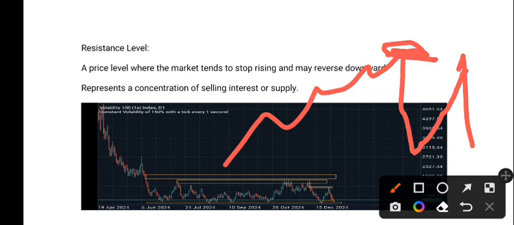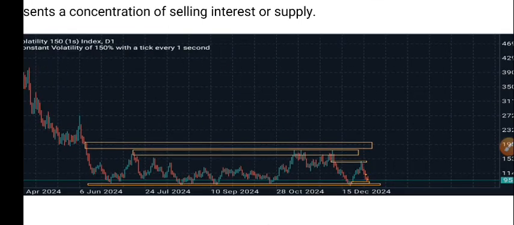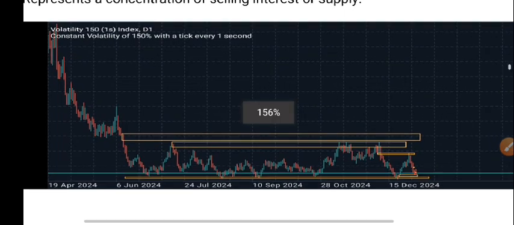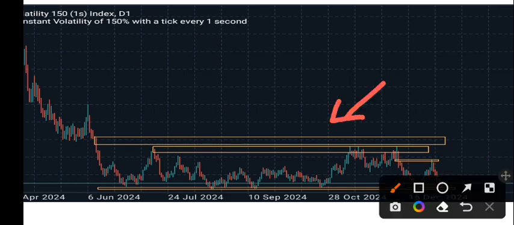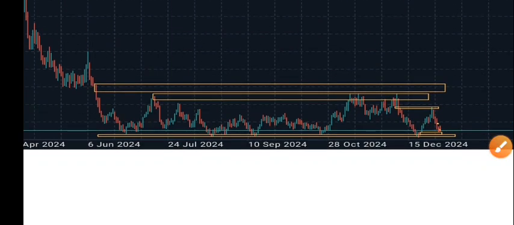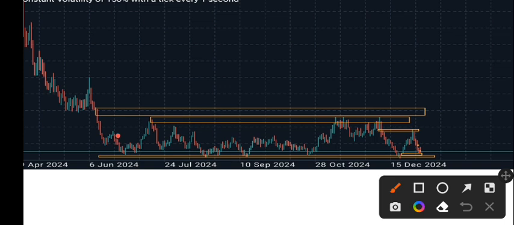So this is the chart that I've been using recently on Volatility 150 (1s). You'll be able to see this support and resistance. I say support and resistance because this is the resistance here and this is the support here. How do I know this? You'll be able to see that price has been moving from this area here. Price came to this high here, and was rising around this place, then stopped here, and then it went down.